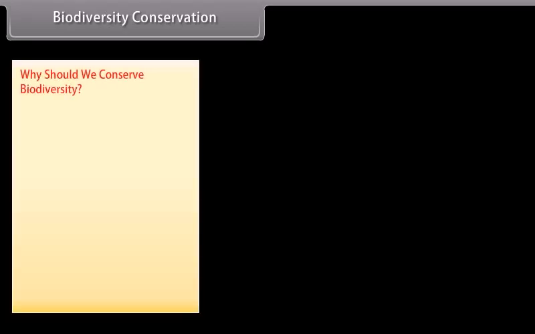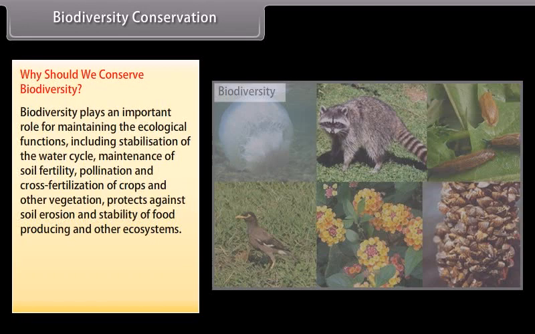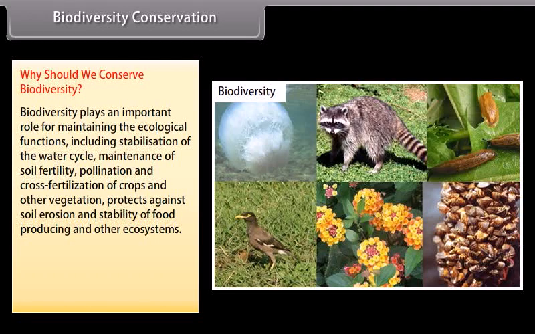Biodiversity conservation. Why should we conserve biodiversity? Biodiversity plays an important role in maintaining ecological functions, including stabilization of the water cycle, maintenance of soil fertility, pollination and cross-fertilization of crops and other vegetation, protection against soil erosion, and stability of food-producing and other ecosystems.